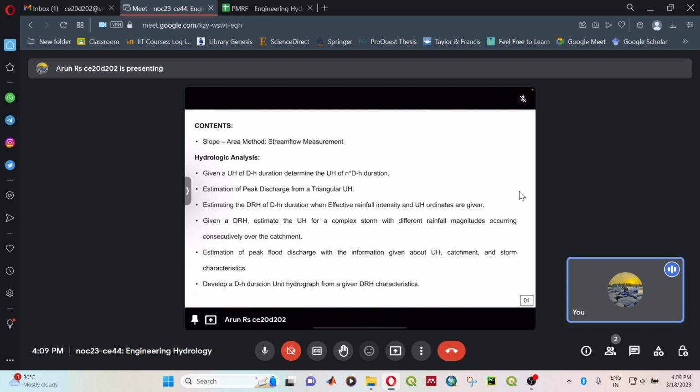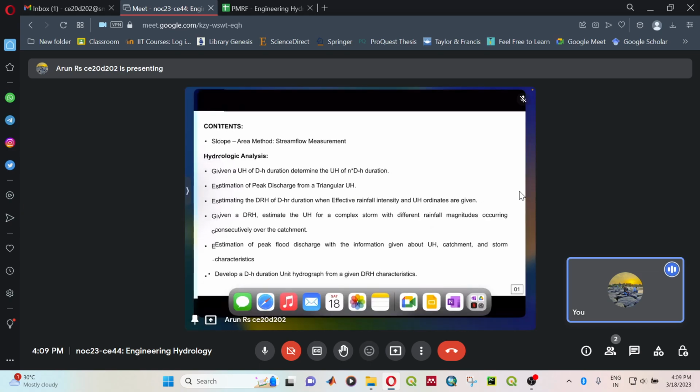In hydrologic analysis, we'll be seeing different kinds of problems, and how to solve the problems related to the unit hydrograph. So we'll see how to derive a unit hydrograph from a given direct runoff hydrograph, and we'll see the other way around. The direct runoff hydrograph will be given, and we need to derive the unit hydrograph.